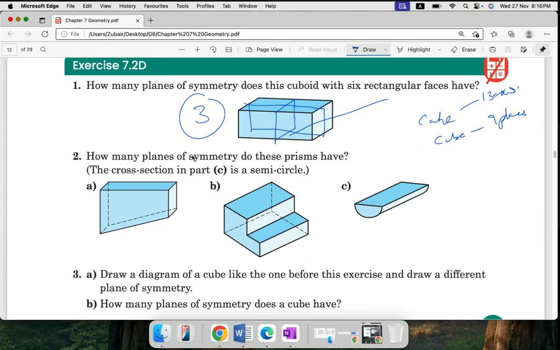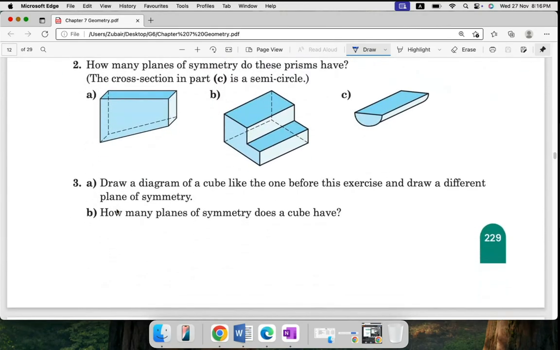Question number 2. How many planes of symmetry do these prisms have? Try for question A part. How many planes of symmetry are there?